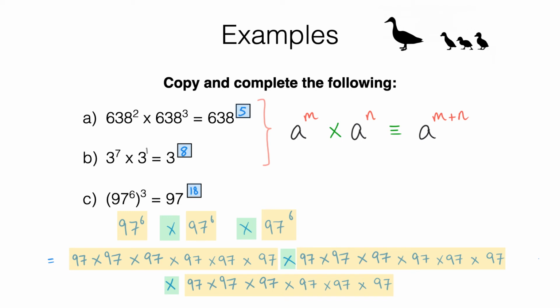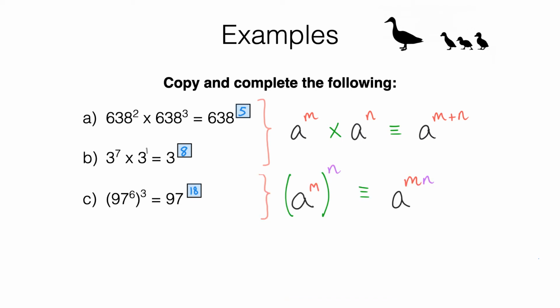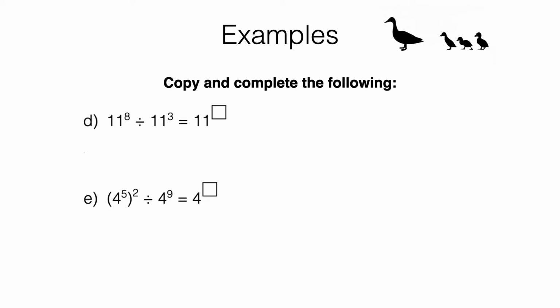This leads us on to our second index law. If you've got a power raised to a further power, what you can do is use the same base and just multiply those indices. Let's move on to the final two questions. Now with question D, I'm going to go straight for the shortcut. What you can do when you are dividing powers is simply subtract the indices. So the missing number here is 8 minus 3, which is 5.